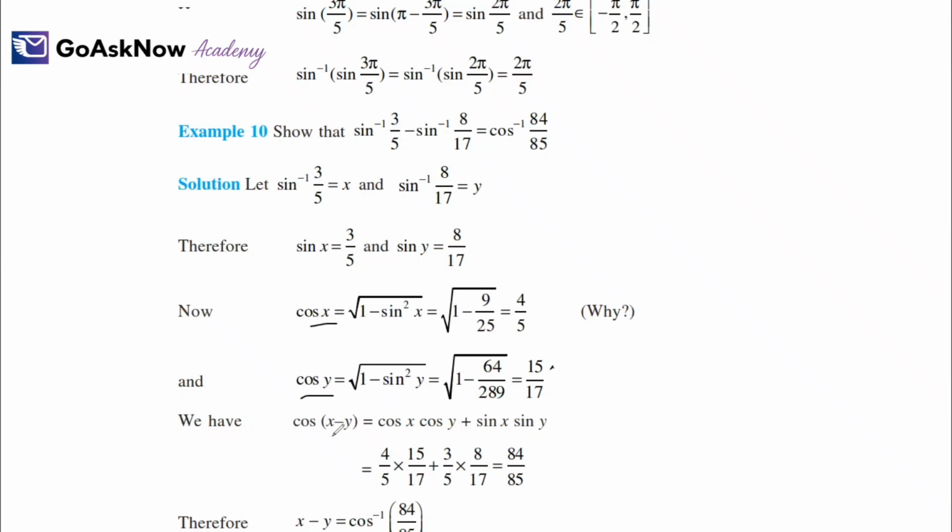cos y is coming out to be 15 by 17. We have cos(x minus y) equal to cos x cos y plus sin x sin y. Apply that formula, you will get 4 by 5 into 15 by 17 plus 3 by 5 into 8 by 17. That will come out to be 84 by 85. And if you now find x minus y, that will be equal to cos inverse 84 by 85. That is the value of sin inverse 3 by 5 minus sin inverse 8 by 17, because x is that and y is that. So we have got the result. Our LHS equals RHS. Okay.